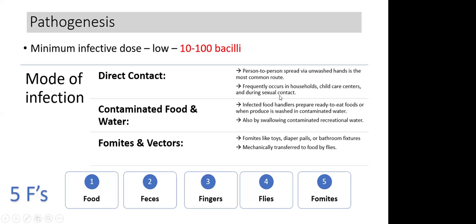Sexual contact is one of the modes of infection. Then contaminated food and water, mainly with infected food handlers or preparing food with contaminated water. Also, there are cases reported by swallowing contaminated recreational water, as in swimming pools. Transmission can also occur through fomites like toys, diaper pails, or bathroom fixtures, and mechanically by flies. So the main 5 F's for the transmission of Shigella are food, feces, fingers, flies, and fomites.